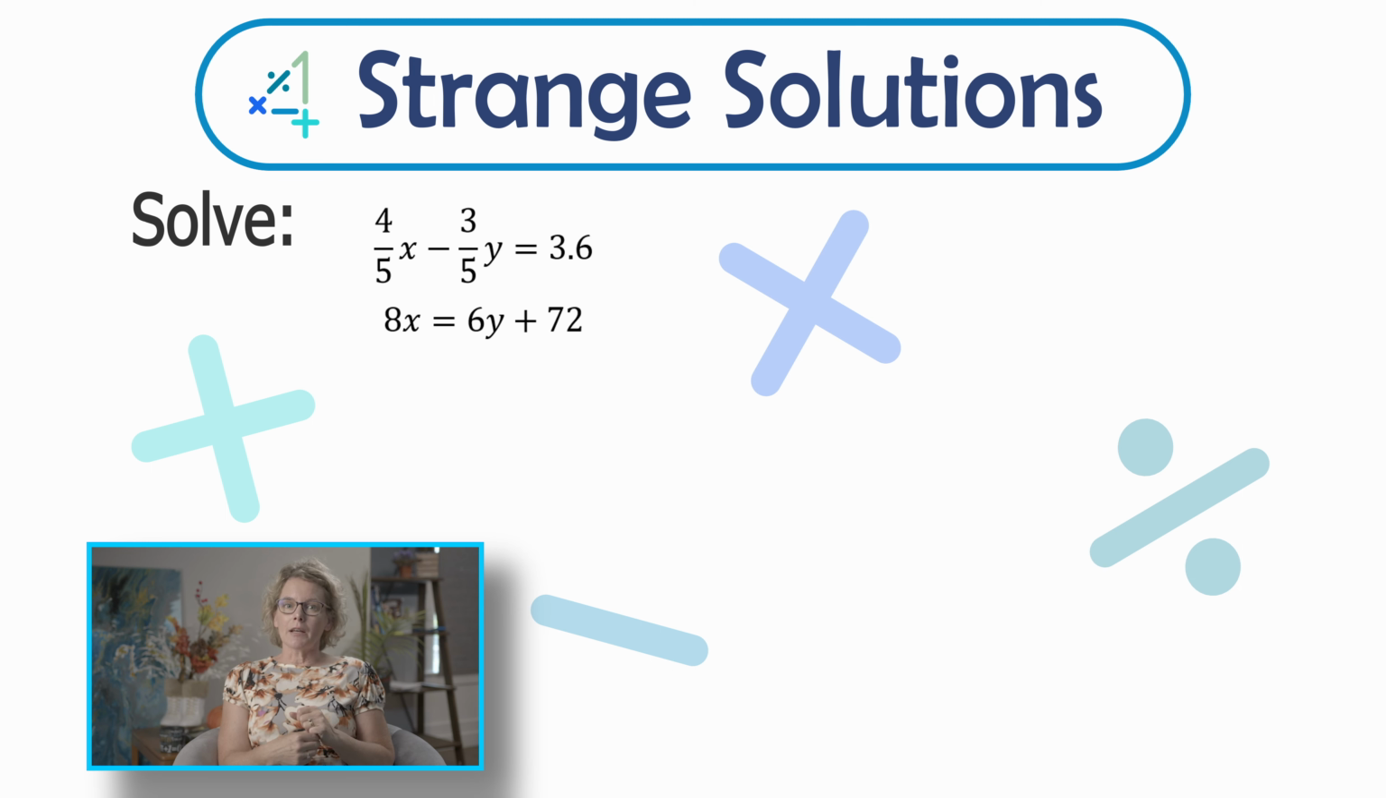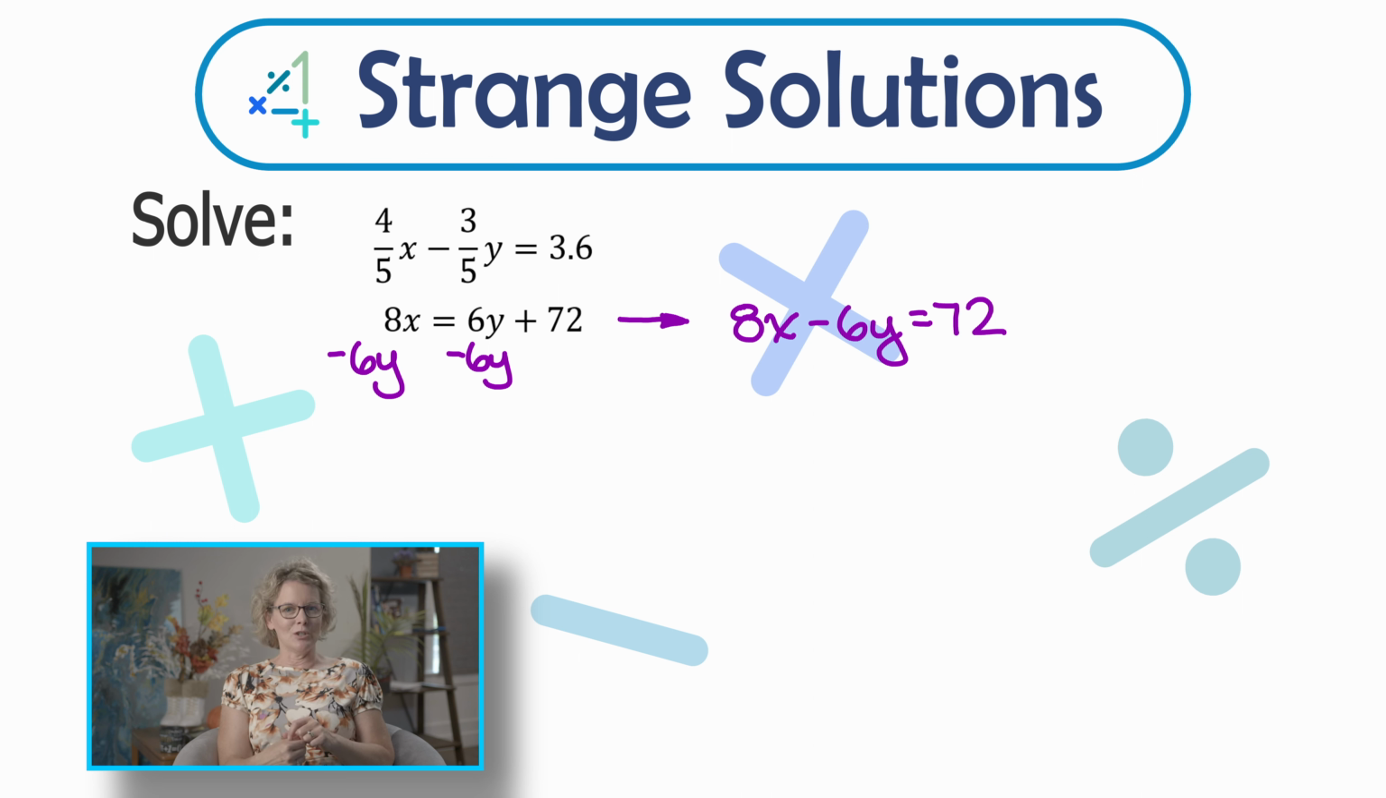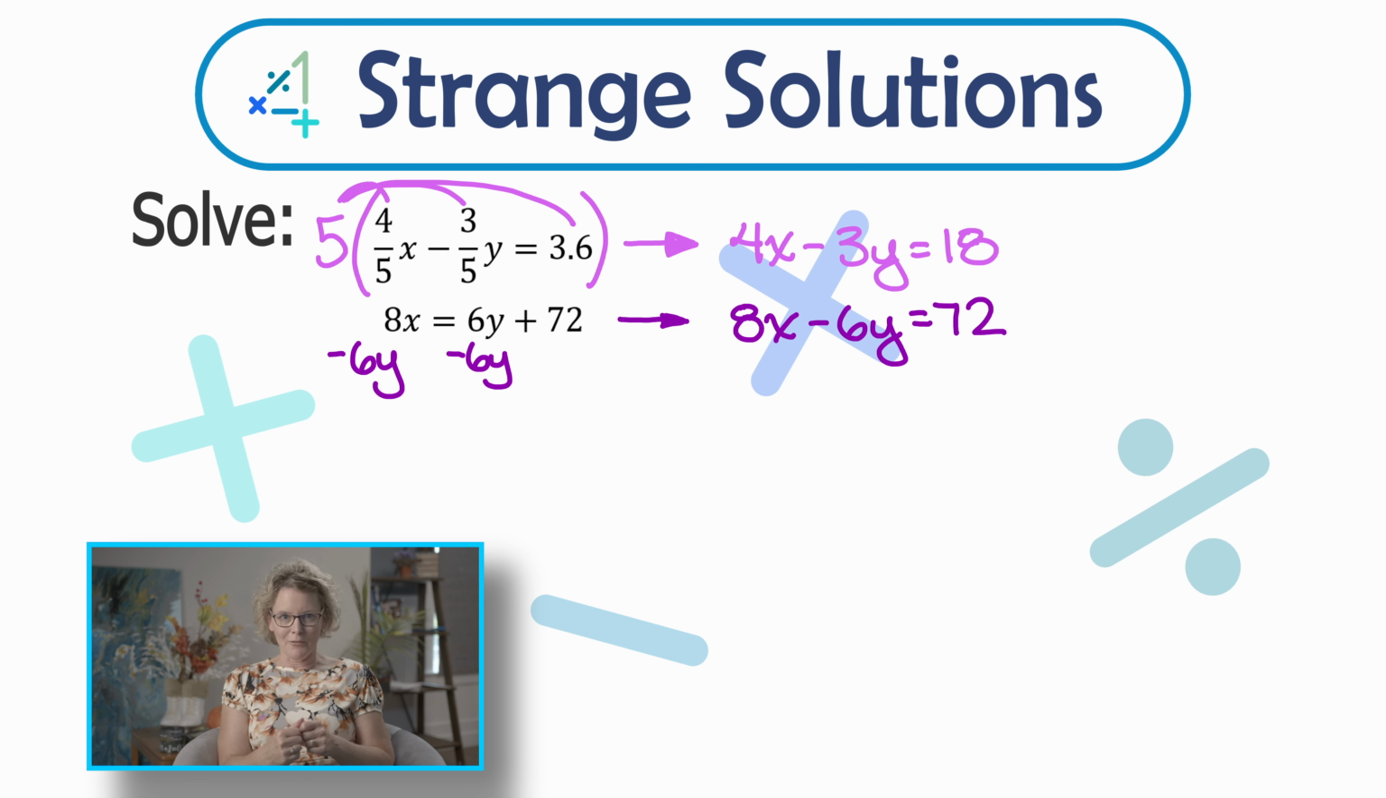Solve 4/5 x minus 3/5 y equals 3.6 and 8x equals 6y plus 72. Honestly, this one looks a little difficult. We'll have to use some algebra skills before we can even start. None of the variables will be nice to solve for, so I think I will get these set up to solve by elimination. First, I have to stack them nicely. I'll just bring over the 6y in the second equation for 8x minus 6y equals 72. Okay, now the top equation with those fractions, bleh, we can clear them by multiplying all terms by 5.